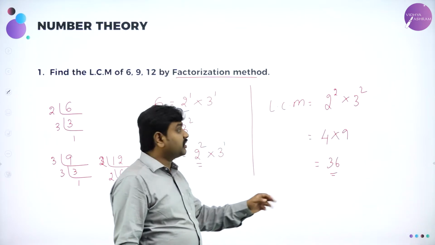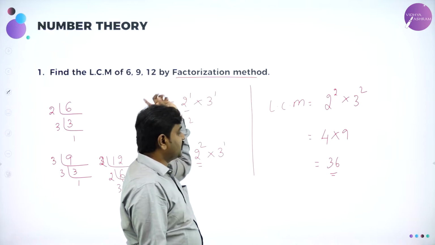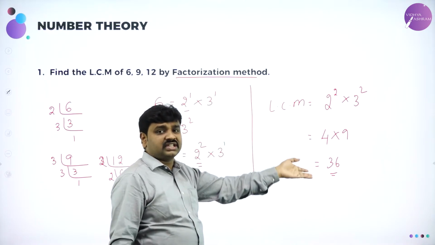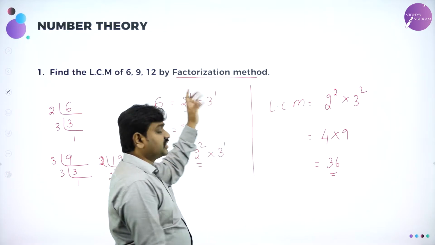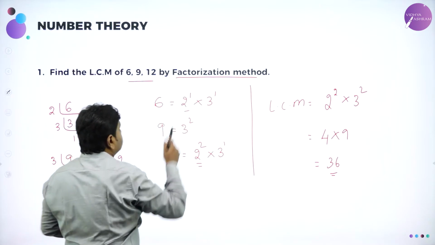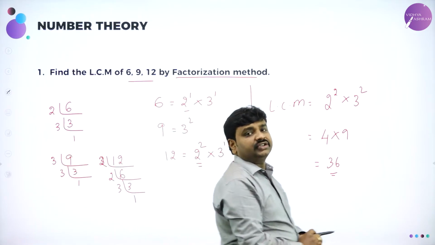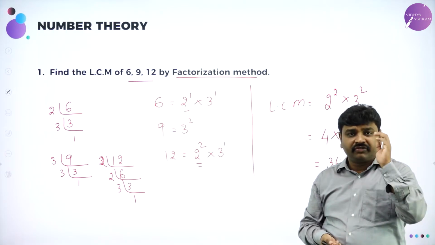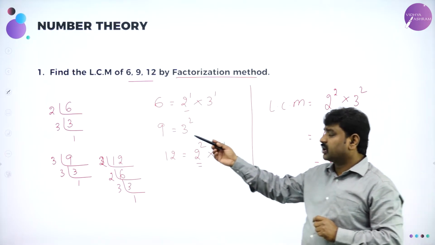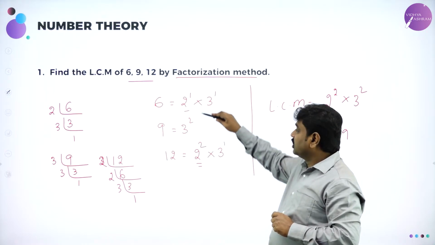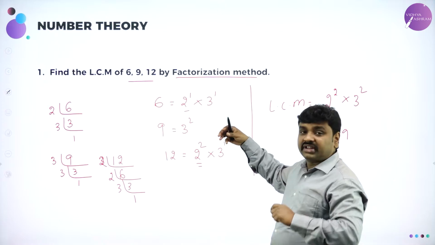36 is the least number which is divisible by 6 as well as 9 as well as 12. You know 6 6s are 36, 9 4s are 36, 12 3s are 36. 36 is divisible by all 3 numbers. LCM is the least number which has to be divisible by all 3. That's it. I hope all of you understood. I taught you how to find the LCM by what method? Factorization method. Take the given numbers, write them as a product of prime factors, and after writing all, select the factor with the highest power.